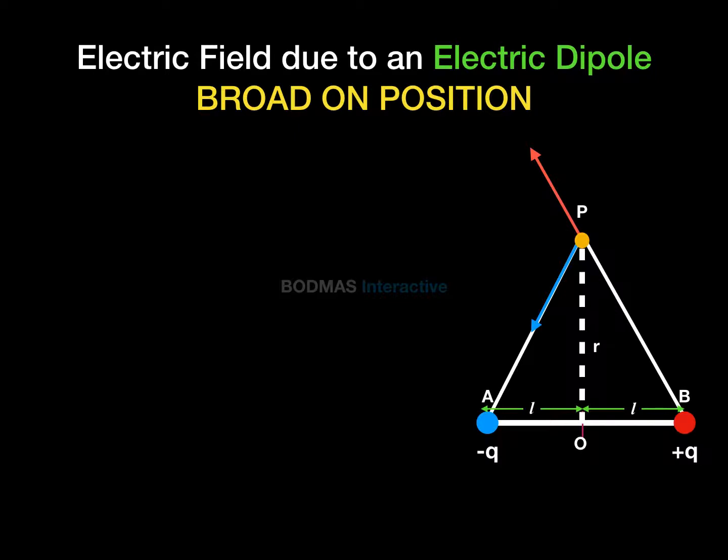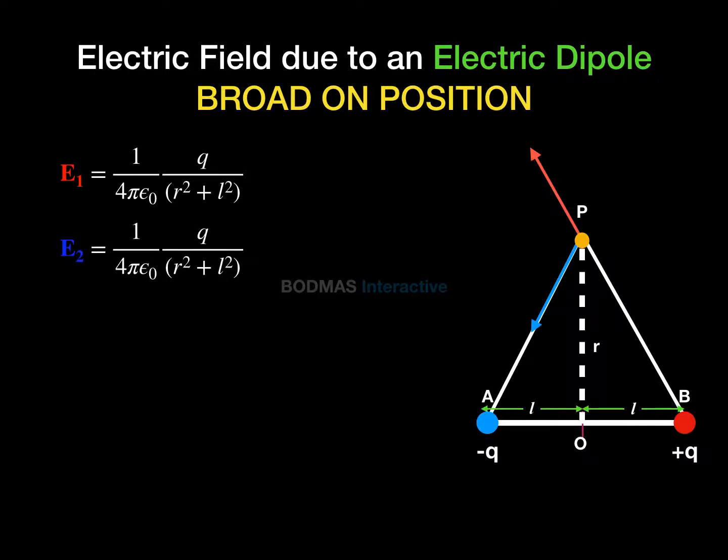Now in this situation, electric field due to positive charge at point P is 1 over 4 pi epsilon naught times Q upon r squared plus L squared. r squared plus L squared is the length of PB whole squared.